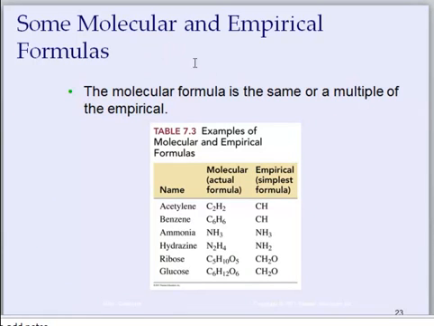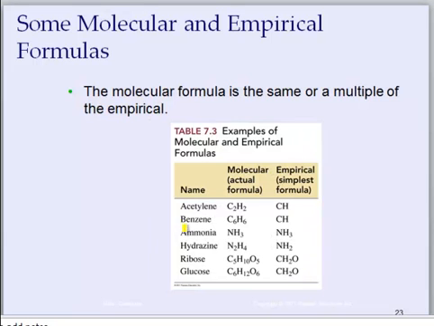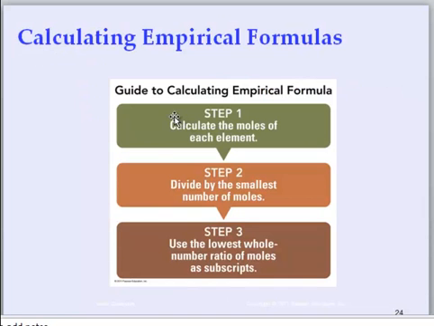Sometimes the molecular formulas and empirical formulas are the same, and sometimes they're not. So here are some examples. You can see for ammonia, the molecular formula is the same, but not for all of the others. The others, you will have the lowest ratio of them. So a simple guide to calculating empirical formula is first calculate the moles of each element that are present, shown to you on a formula. Divide by the smallest number of moles to make it easier, to make it an even or an odd number. And then use the lowest whole number ratio to represent that subscript.